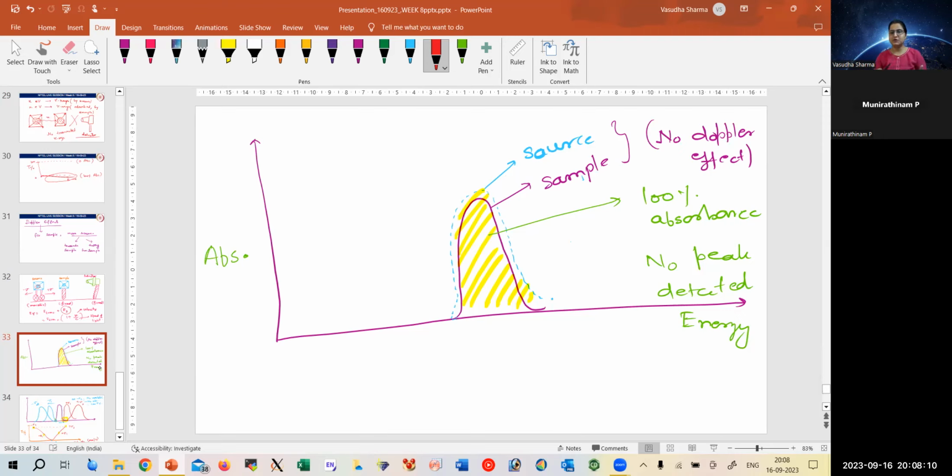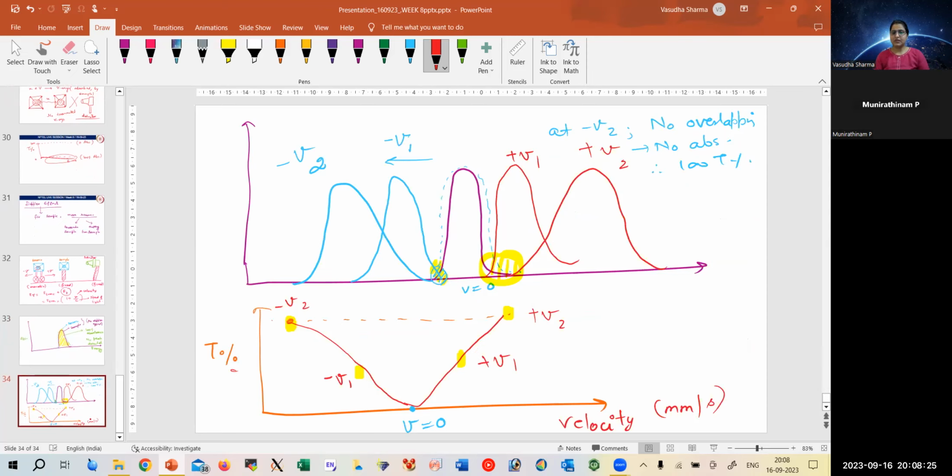Therefore, there is 100% absorbance. When absorbance is 100%, there won't be any transmittance, so there would be maximum overlap. Overlap always shows how much absorbance is going to happen. So source and sample are overlapping with each other because absorbance is 100%. Now, this is my first case when there is no Doppler effect. The purple one is my sample energy and the dotted one is my source energy when there is no Doppler effect.